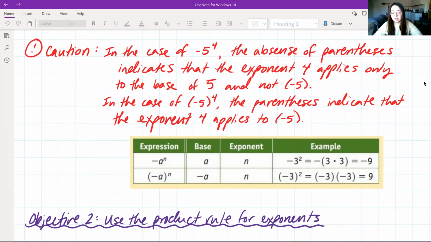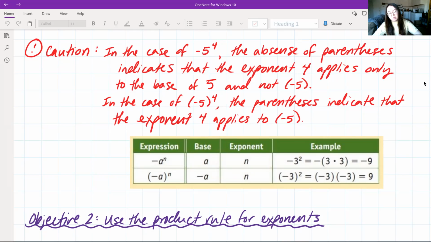The negative sign is then being included to the final answer, and you're not multiplying out -5 to the power of 4. In the case where you do have -5 with parentheses around it to the power of 4, the parentheses indicate that the 4 does apply to the -5. So in that case, you would multiply out -5 4 times.